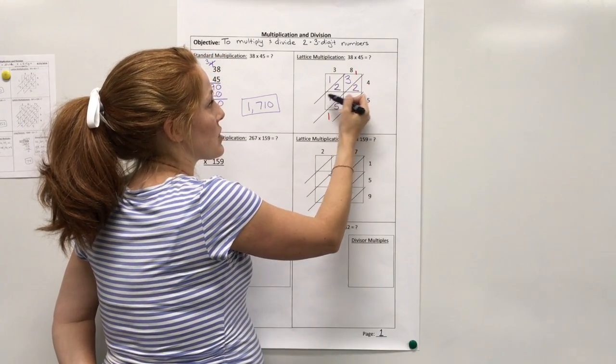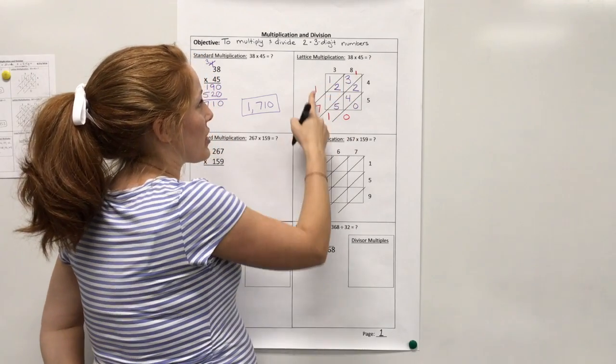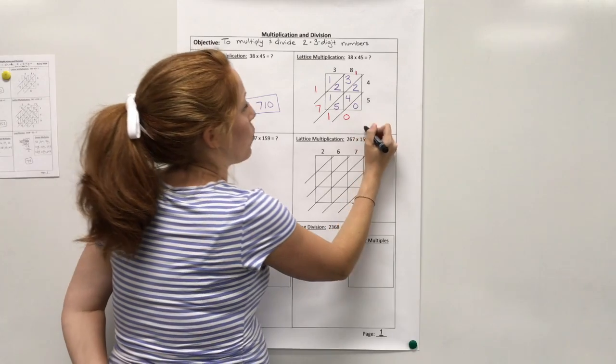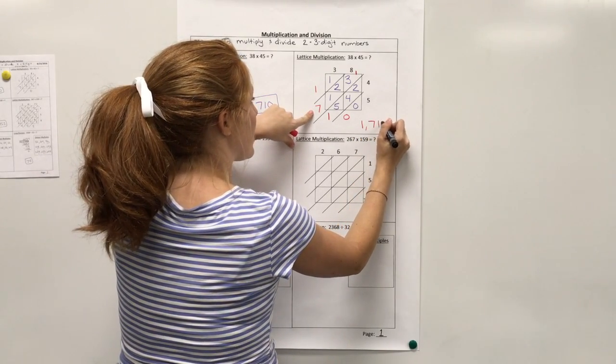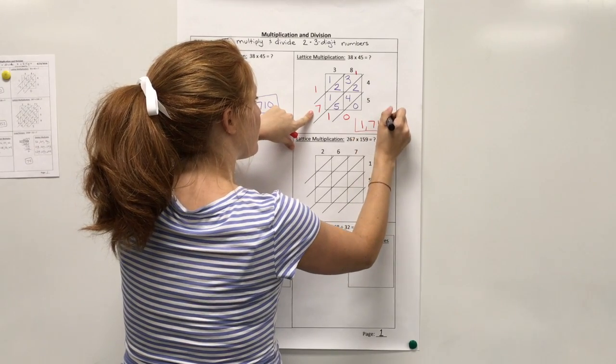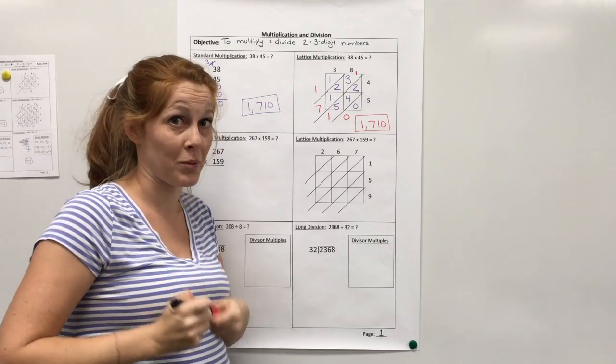3, 4, 5, 6, 7. And I just have a 1. So again, you can see our answer is 1,710. All right, now we're going to move on to 3-digit multiplication.